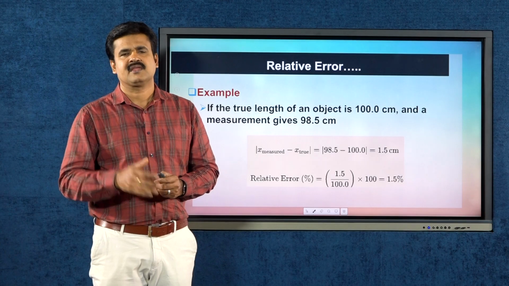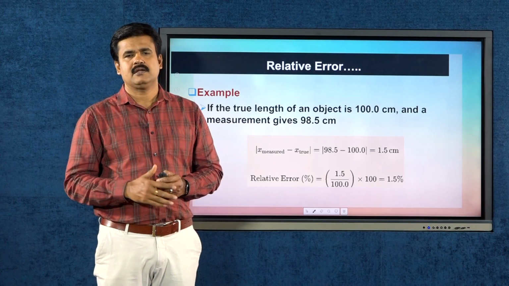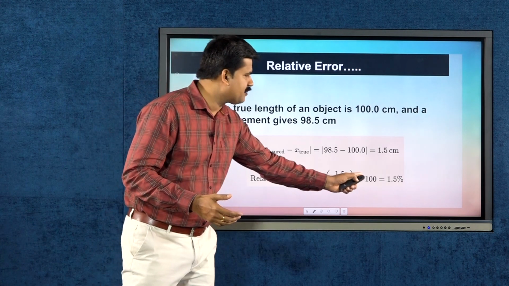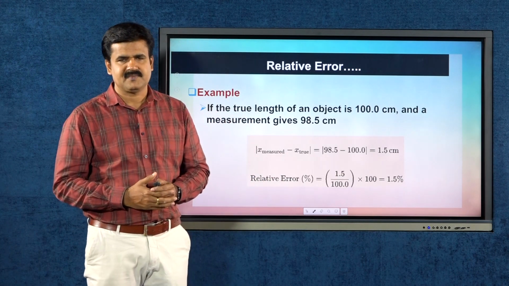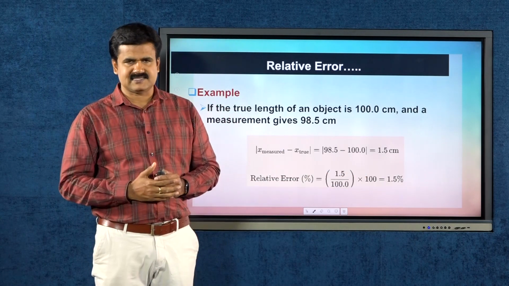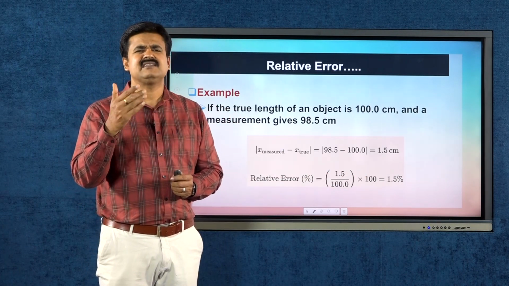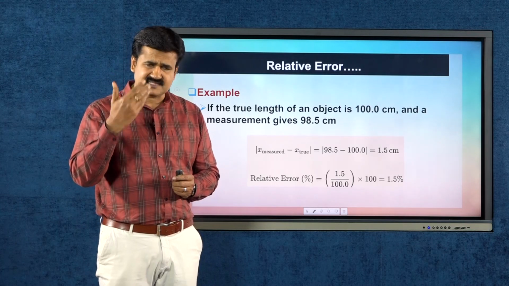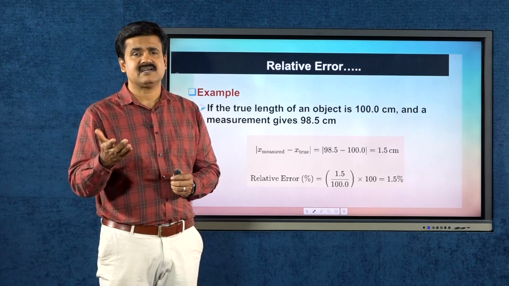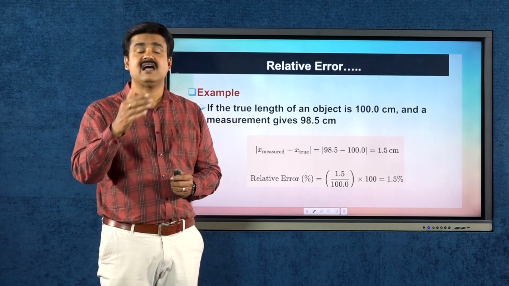percent. If it is expressed in parts per million, you have to multiply with 10 raised to 6. For parts per 1000, you have to multiply with 1000. So, you can express it conveniently in percentage, in parts per 1000, in parts per million, etc., depending on the quantity under your consideration.